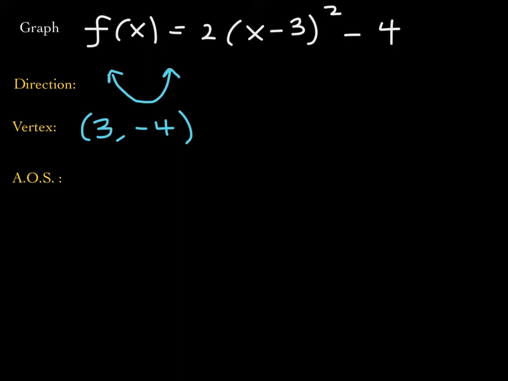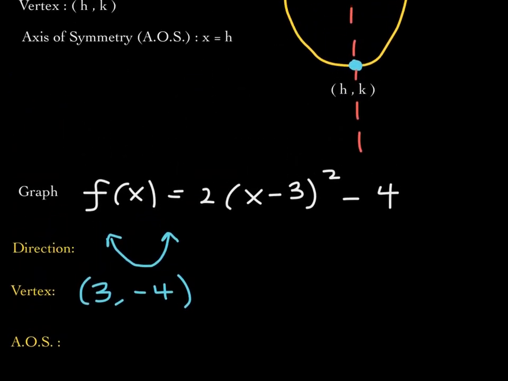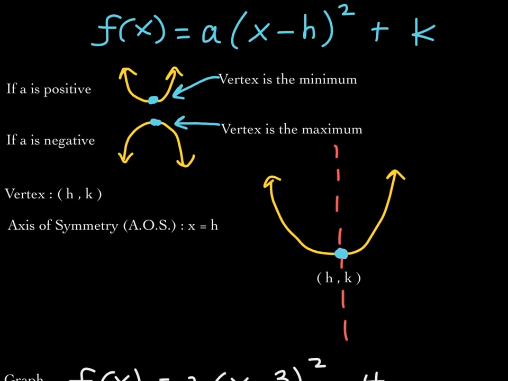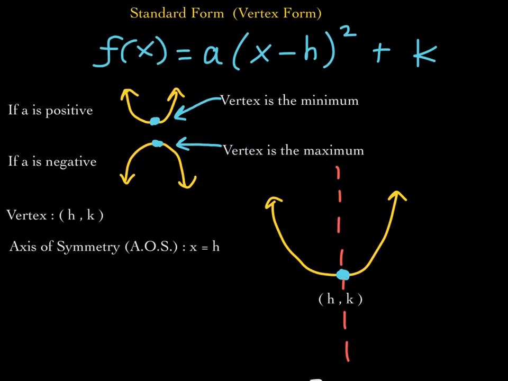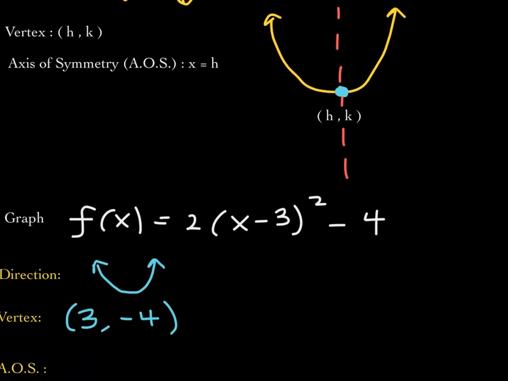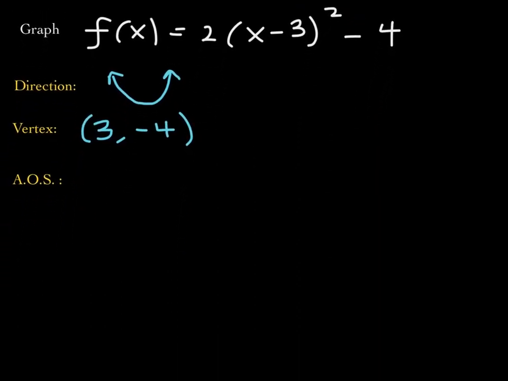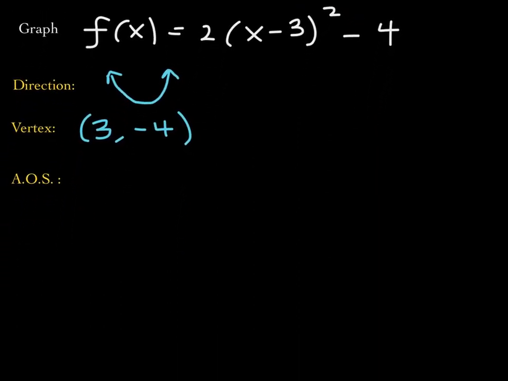Let me scroll back up and show you standard form again. Standard form was here, and we said that the vertex is (h, k). Notice that your h value is the numerical value that follows the subtraction sign. We did not write negative h, we just wrote positive h, right? So it's the number that follows the subtraction sign. In our example here, the number that follows the subtraction sign is 3, so I put a positive 3.